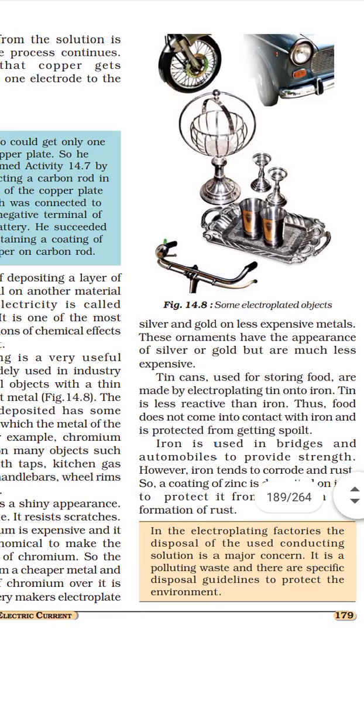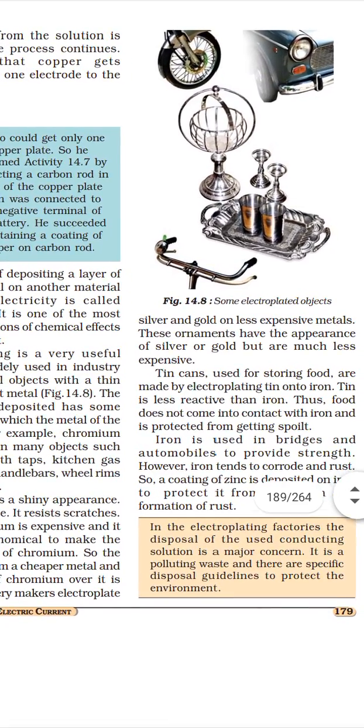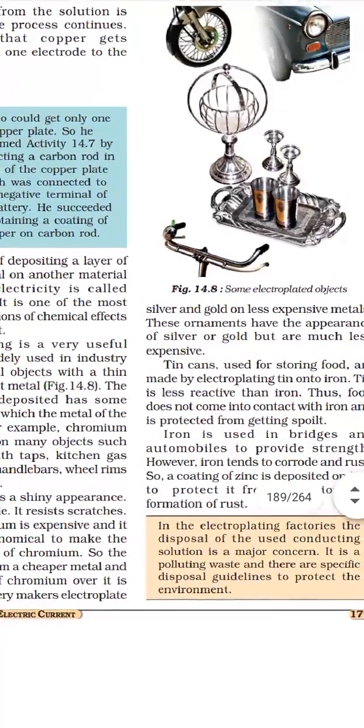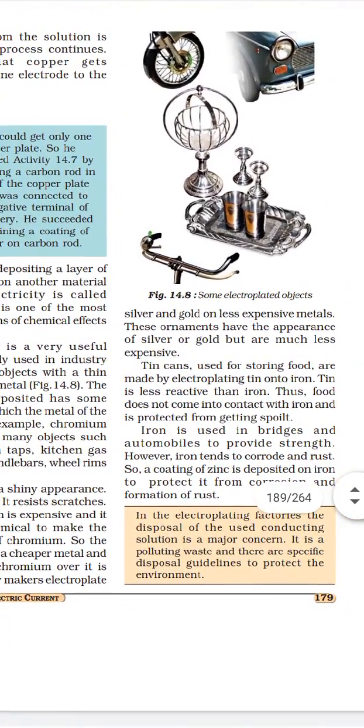Tin cans, used for storing food, are made by electroplating tin onto iron. Tin is less reactive than iron, thus food does not come in contact with the iron and is protected from getting spoiled.